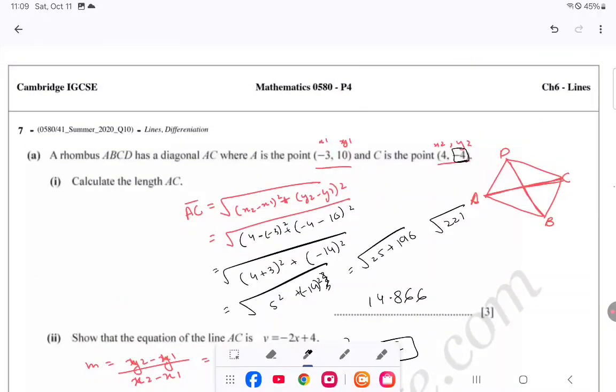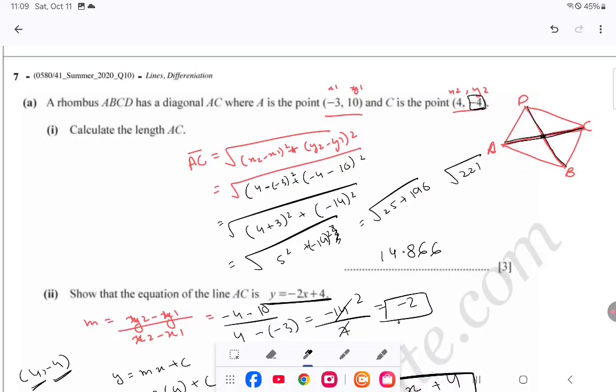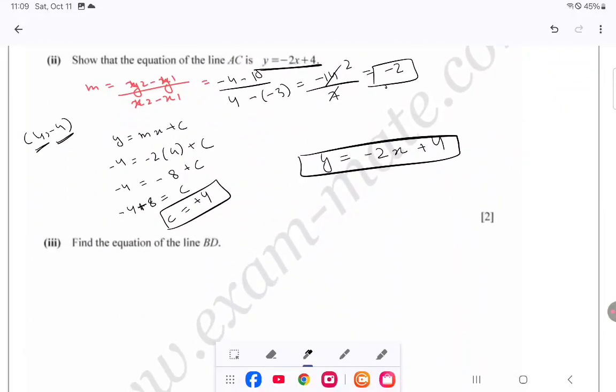Find the equation of line BD. In the first, they said that it is a rhombus ABCD with diagonal AC. This is the diagonal AC with BD. So AC and BD are touching in a point where they both intersect. We also know this point as midpoint. So we can calculate the midpoint. A and C points are given. If we calculate the midpoint and put it in the line equation, we can get our BD line.